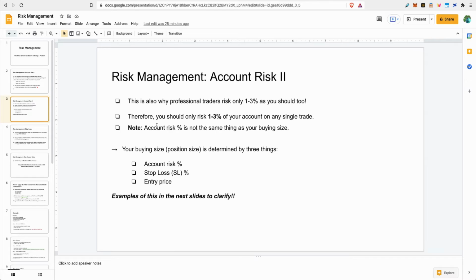So again, account risk is not the same thing as your buying size. Your buying position or your buying size is determined by your account risk, your stop loss, and your entry price. And I have more examples of this in the next few slides.